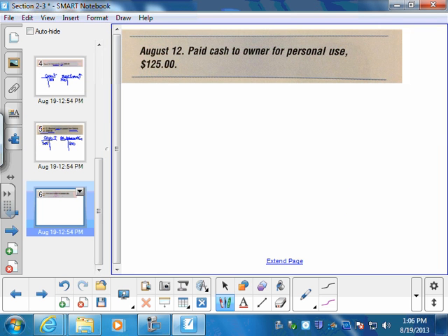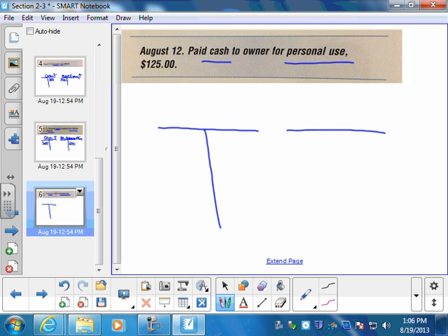Last one, this is page 42. Paid cash to owner for personal use. You see that catchphrase, personal use. If you see that catchphrase, you know you're going to use the drawing account. Also, we see the word cash in the transaction, so we know we're going to use our cash account. So the two accounts we're dealing with, cash and Kim Park, not capital, but Kim Park drawing.